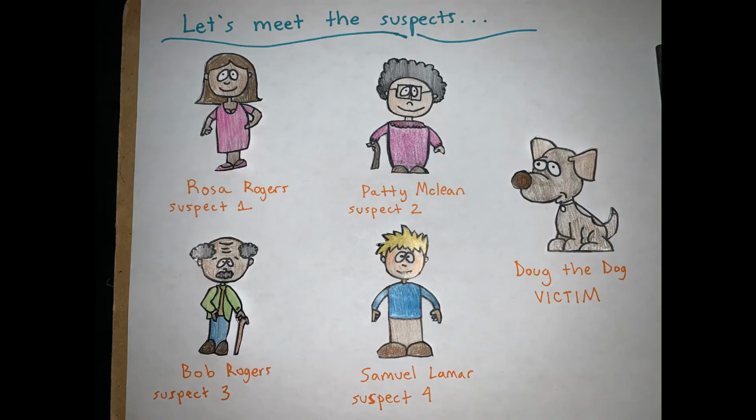Let's meet the suspects. As suspect number 1, we have Rosa Rogers. As suspect number 2, we have Patty McLean. As suspect number 3, we have Bob Rogers. And as suspect number 4, we have Samuel Lamar. And as victim, we have Doug the dog.